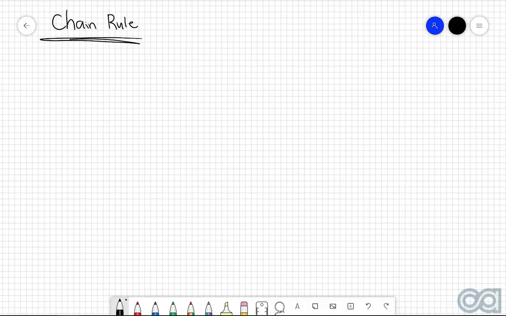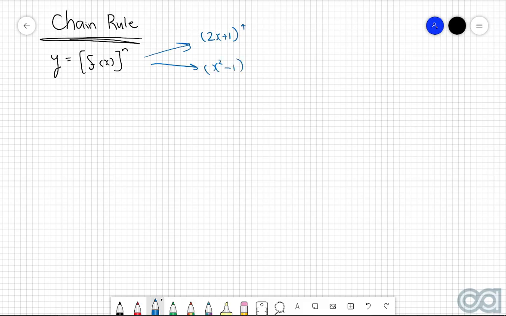Now, essentially what the chain rule deals with is when you have a function in the form y equals some function, let's call it f(x), all being raised to a particular power. So as we've just seen there, we could have a situation like (2x + 1) to the power of 4, or we could have (x² − 1) to the power of 10. We could even have reciprocal and radical functions, because as we know about reciprocal and radical functions, we can write them instead as something to the power of something.